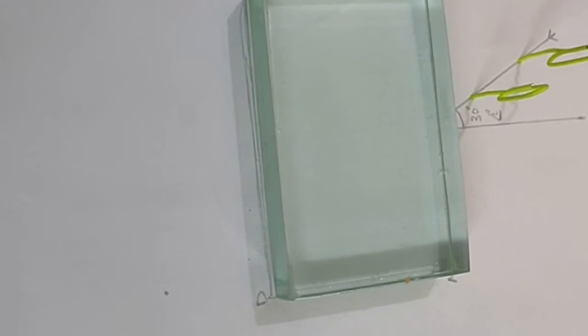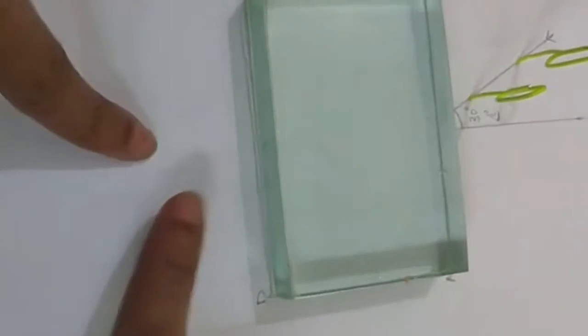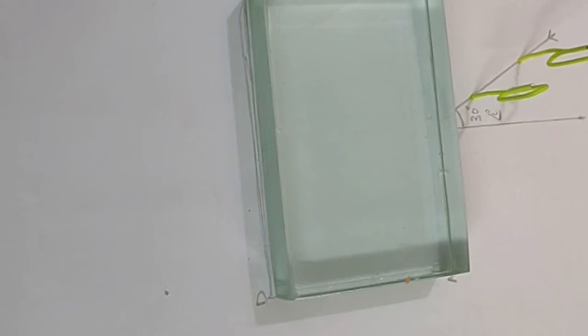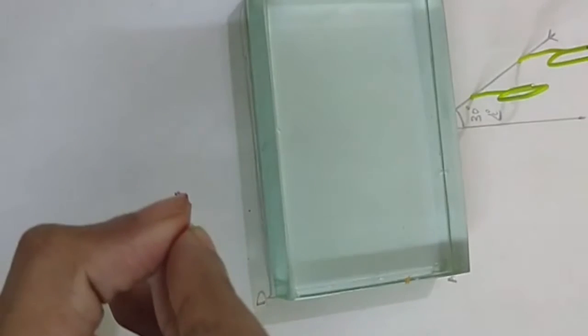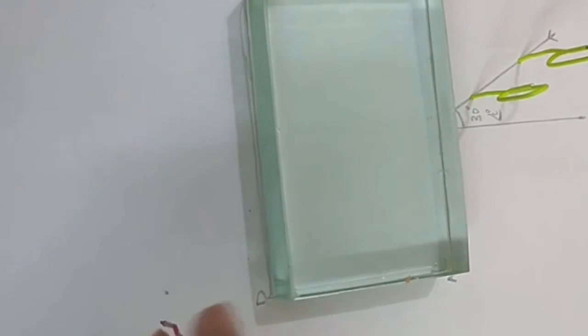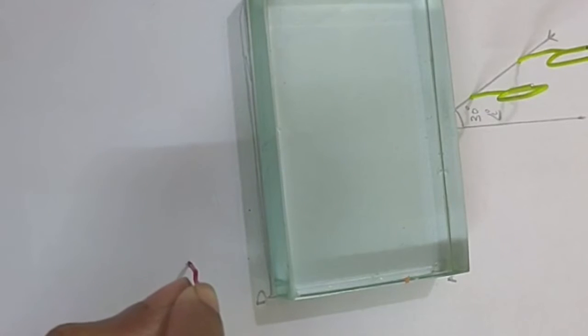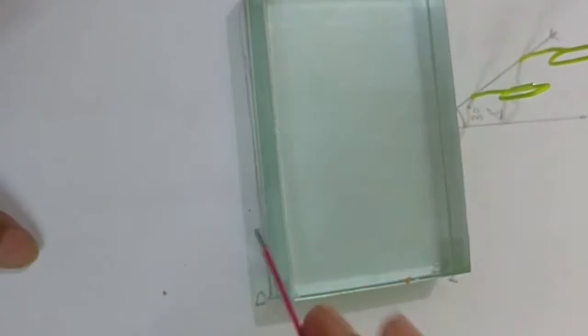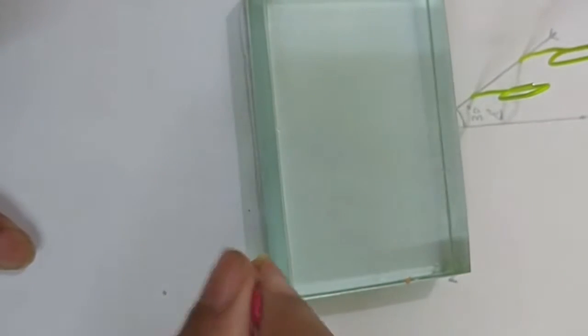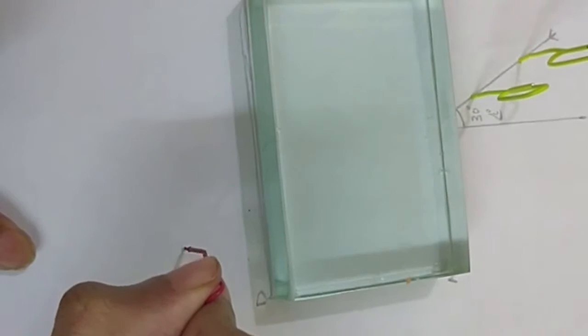For the next step, I'm going to look through this side of the glass slab from the bottom. I will look through here and I'm going to mark the pins based on how I see them through this side. I'm going to try to align them in the same straight line. Alright, so you can see it.